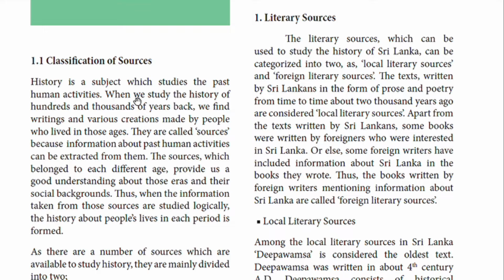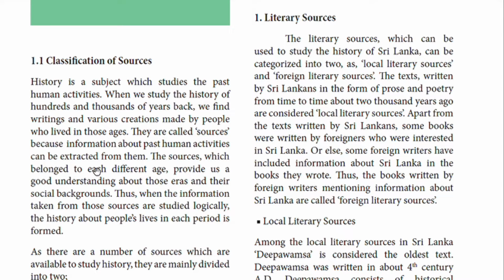So when we study the history of hundreds and thousands of years back, we find writings and various creations made by people who lived in those ages, especially the people who lived in the cave age. So they are called sources, because information about past human activities can be extracted from them, especially from archaeological excavations. When they are doing archaeological excavations, normally we find the writings and their instruments and all. So we are calling them sources.